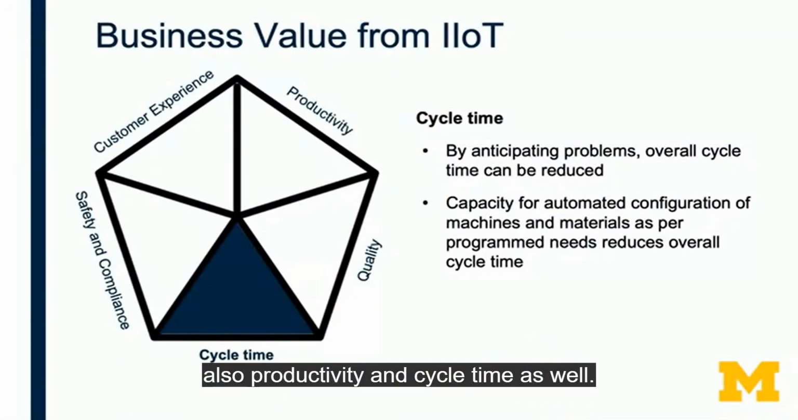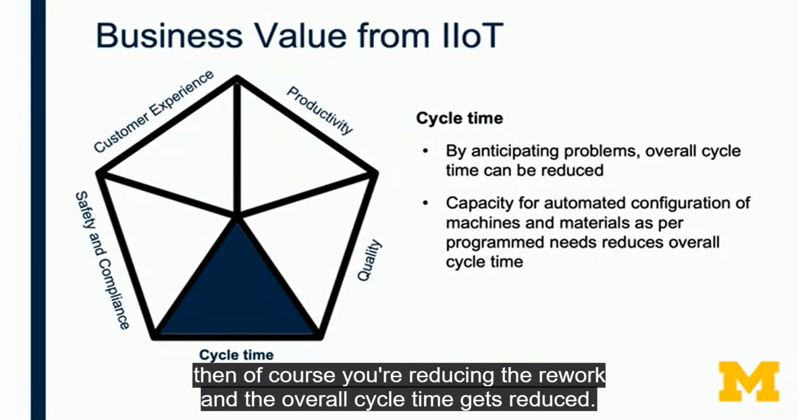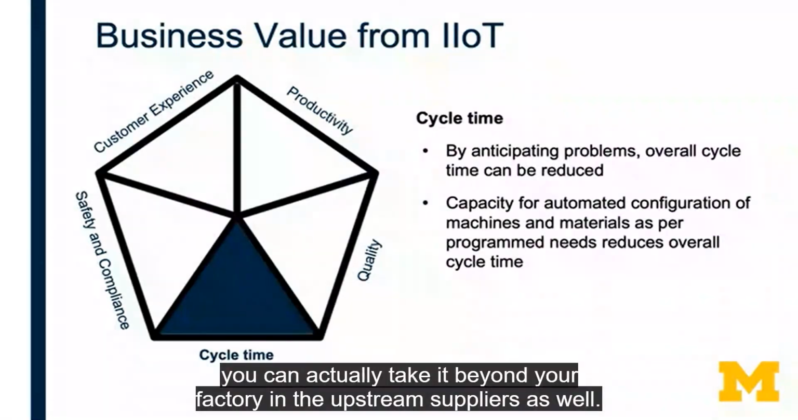Again, in the context of cycle time, if you can anticipate the problems, then of course you're reducing the rework, and the overall cycle time gets reduced. You can take this not just within your own factory. You can actually take it beyond your factory to the upstream suppliers as well.